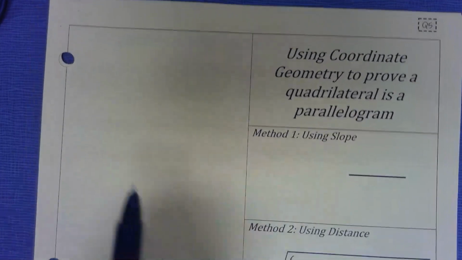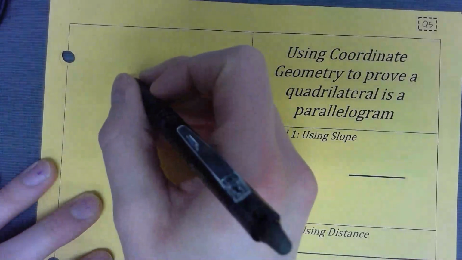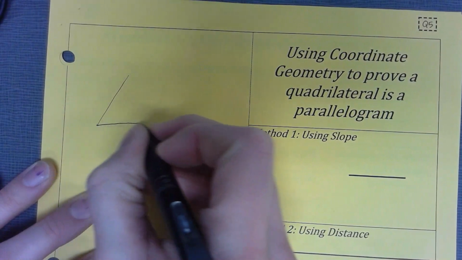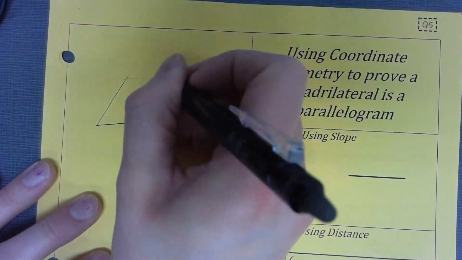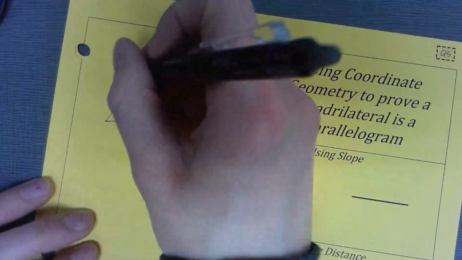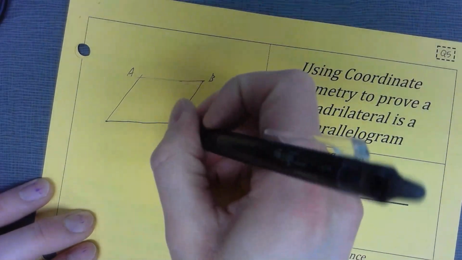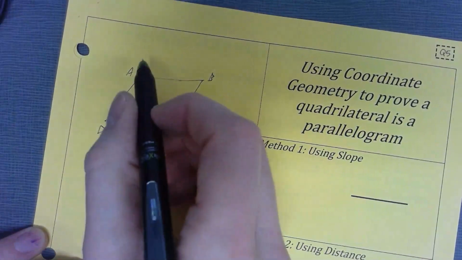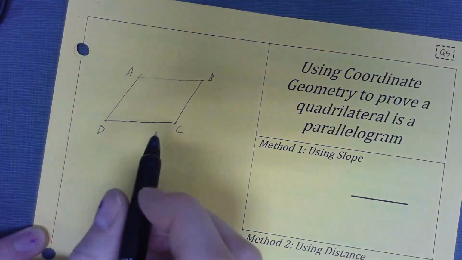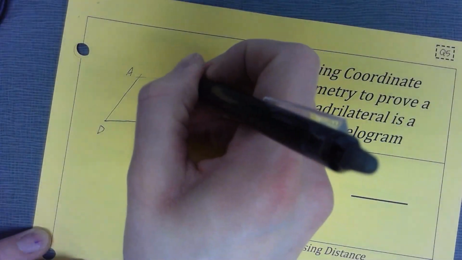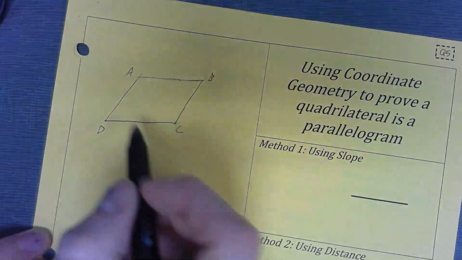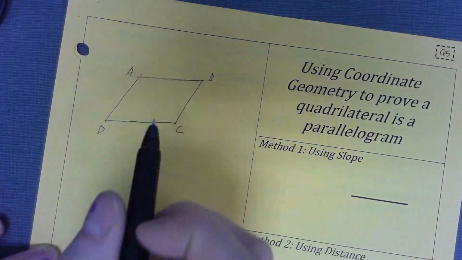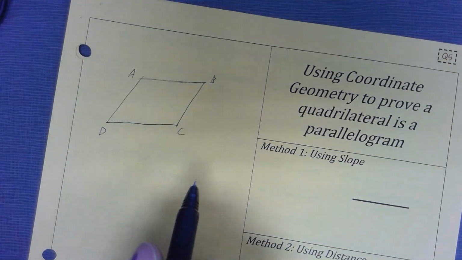So just to recap what we knew about parallelograms. In a parallelogram, we had two pairs of opposite sides that were parallel. So if we have this parallelogram ABCD, remember when we name parallelograms, or any polygon, we name them in order of their vertices, so either clockwise or counterclockwise. So A, B, C, D would be a name for this parallelogram.